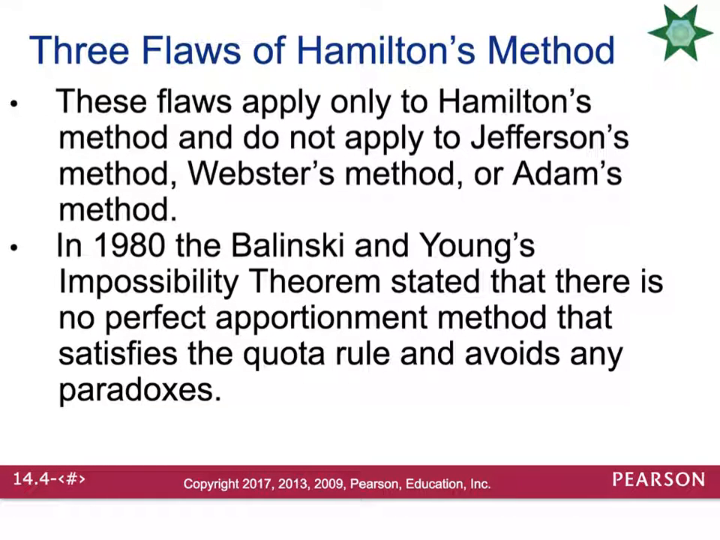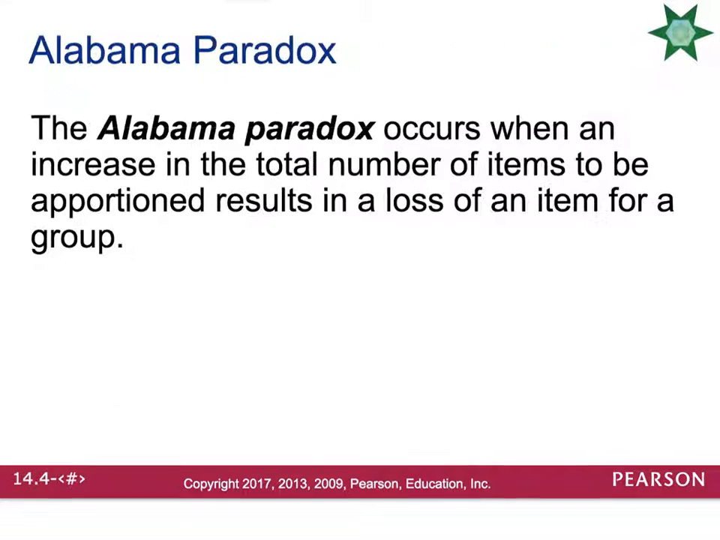So these flaws only apply to Hamilton's method, and they do not apply to Jefferson's method, Webster's method, or Adams' method. In 1980, Balinski and Young's impossibility theorem stated that there is no perfect apportionment method that satisfies the quota rule and avoids any paradoxes.